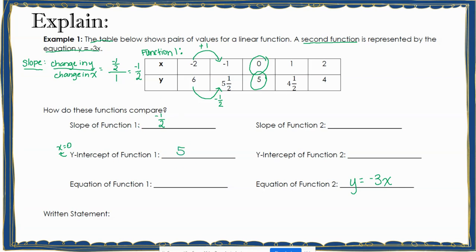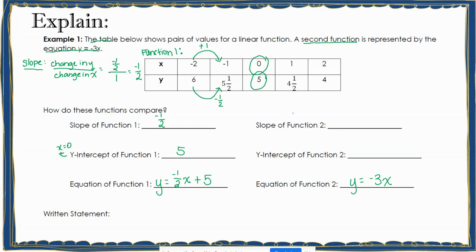I can use all of this to write an equation for my function, and I'm going to use that to then compare them. If I write an equation, I'm going to start with y equals. Since I have a slope of negative 1/2, then I'm going to have negative 1/2 times x, since our slope is always our coefficient on x. My y-intercept is always that constant value. So since it's a positive 5, I'm going to write plus 5. So the equation that represents function 1 is y equals negative 1/2 x plus 5.